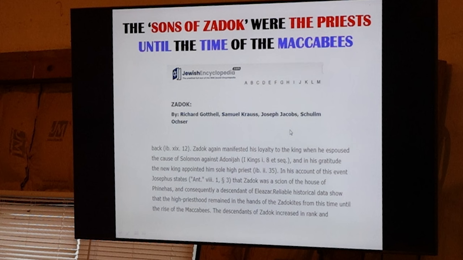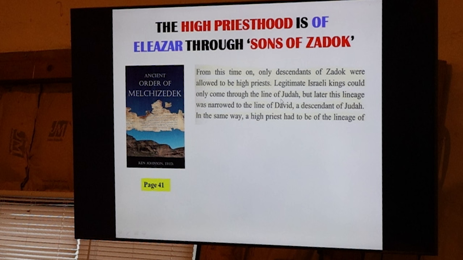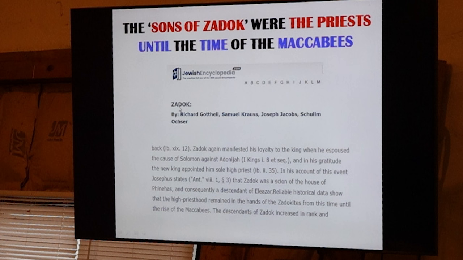Okay, so from this time on, from Zadok the priest, only the descendants of Zadok were allowed to be high priest. So now this is the Jewish Encyclopedia article on Zadok. It says, Zadok manifested his loyalty to the king when he espoused the cause of Solomon against Adonijah. And in his gratitude, the new king appointed him sole high priest, that's Solomon. In the account of this event, Josephus, the historian, says that Zadok was a descendant of the house of Phinehas, and consequently a descendant of Eleazar. Now I'm reading you this article only for this sentence. Reliable historical data shows that the high priesthood remained in the hands of the Zadokites from this time until the rise of the Maccabees.